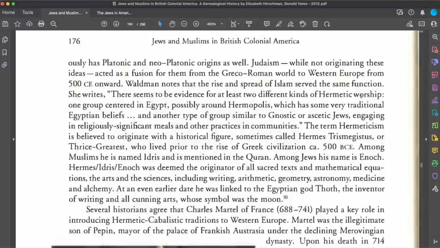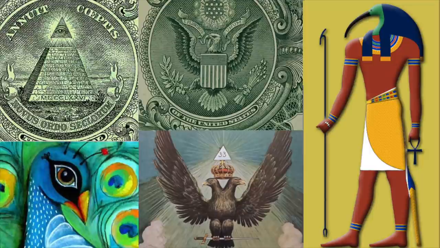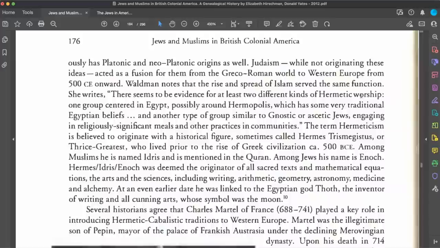The two Enochs, go check out my thought video, it gets deep. Hermes Idris Enoch was deemed the originator of all sacred texts and mathematical equations, the arts and the sciences, including writing, arithmetic, geometry, astronomy, medicine, and alchemy, all right? All this knowledge, so-called knowledge. At an even earlier date, he was linked to the Egyptian god Thoth. All right, Thoth. It always goes back to the bird. The bird has the word. Follow the bird. I told you, the Ibis, the inventor of writing and all cunning arts, whose symbol was the moon.